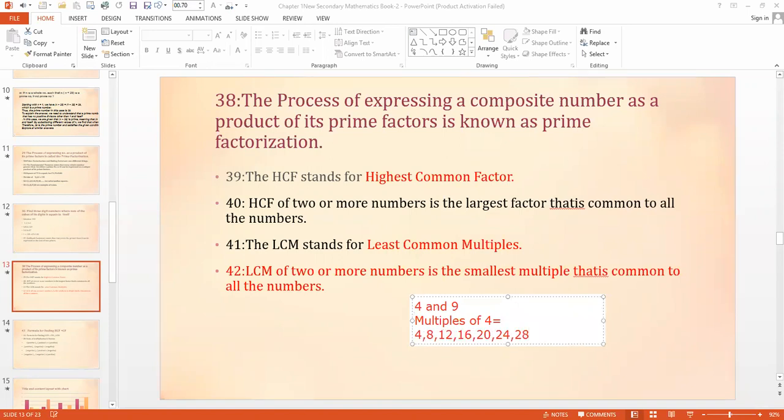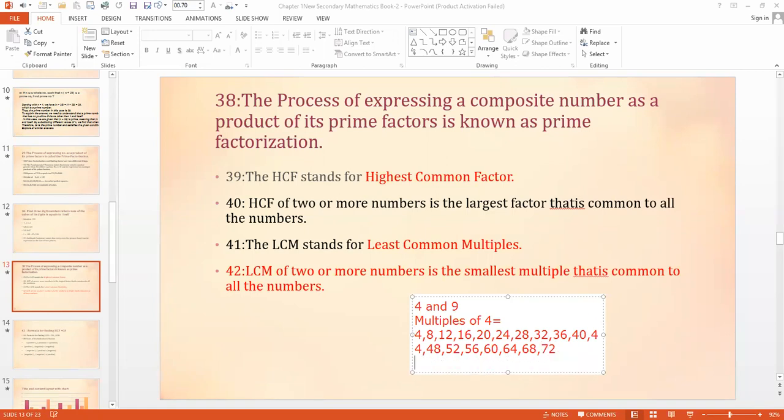Next. 28. Next. 32. Next. 36. Next. Yes. 40. Next. 44. 48. 52. Next. 56. Next. 60. 64. 68. And 72. I think these are more than enough.